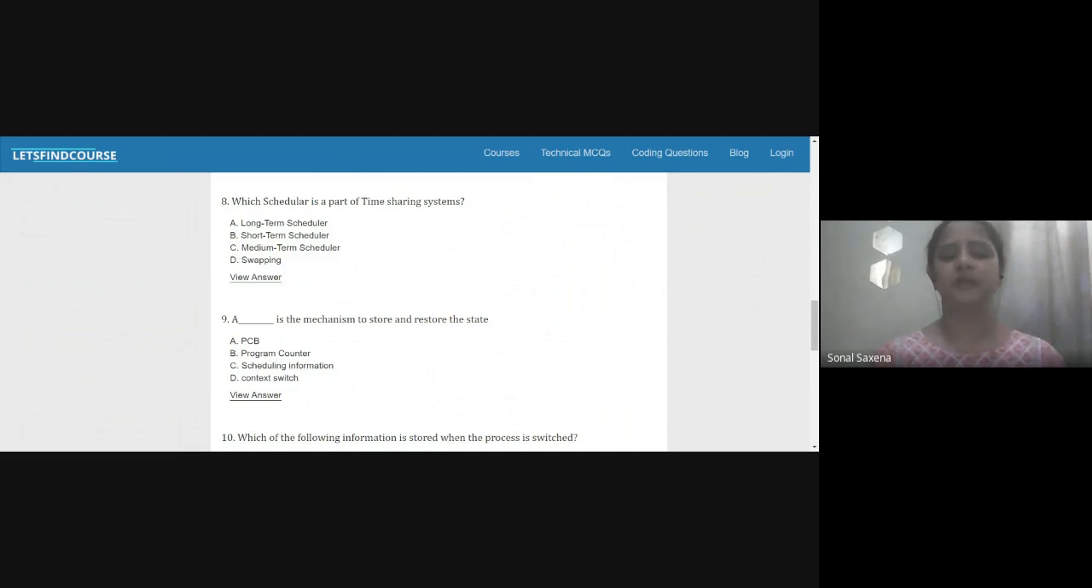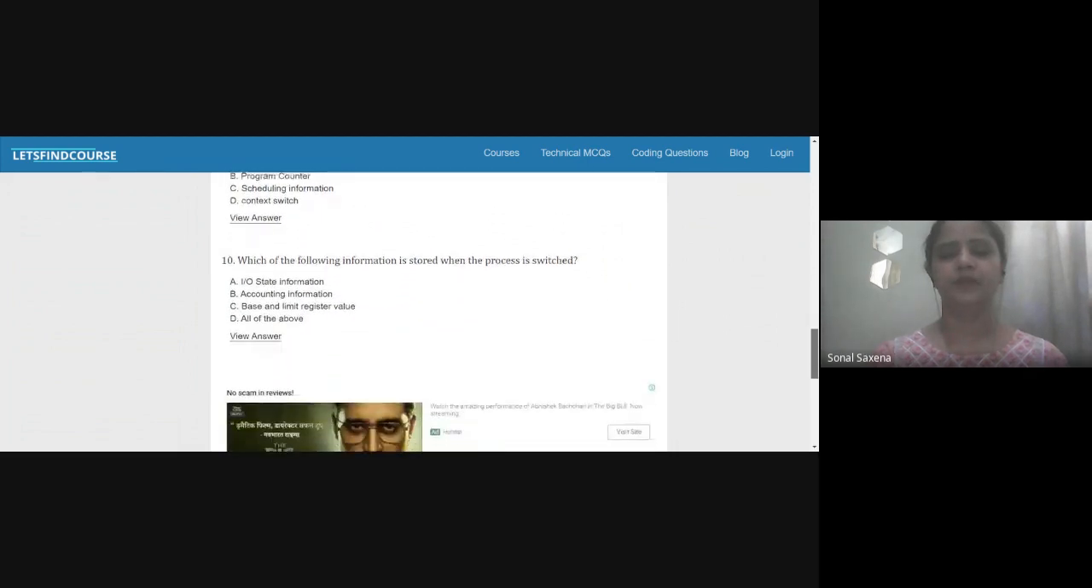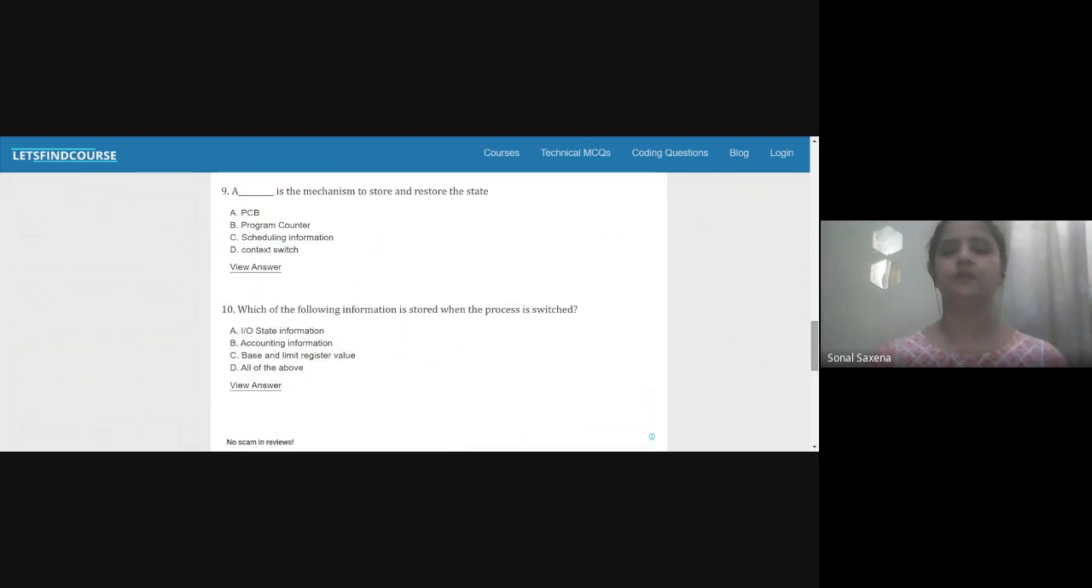And then the next question is the ninth one, which says a dash is the mechanism to store and restore the state. So, which is this? Is it a PCB, the program counter, the switching information, or the context switch? And finally, the 10th question is which of the following information is stored when the process is switched? Is it input output state information, accounting information, base and limit register values, or are all the information required to be stored when your process is switching from one state to another? This is again a tricky but important question, and it is very easy. I have explained this to you in this lecture also.